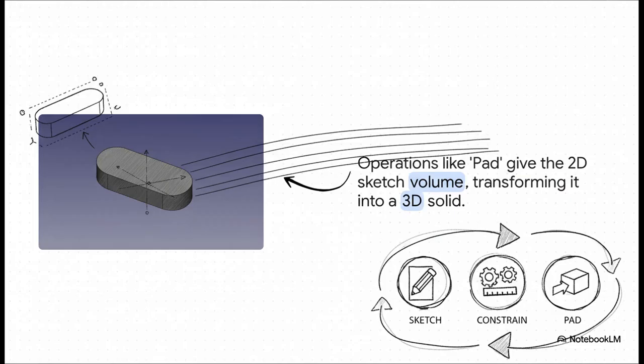And the final step, once you've got that solid green sketch, is you use a tool like Pad. All that really means is you're giving it depth, extruding it. And just like that, your flat 2D drawing becomes a real, solid 3D object.